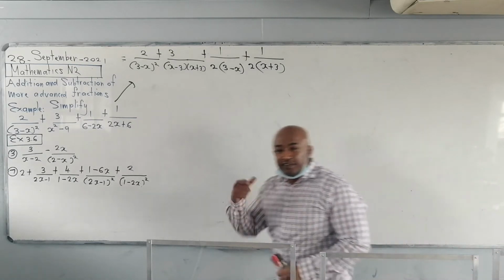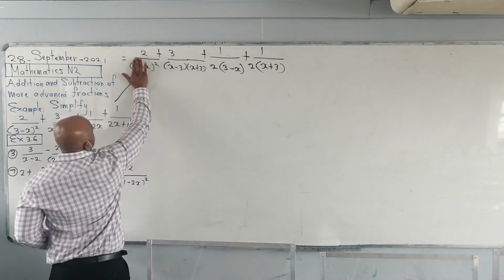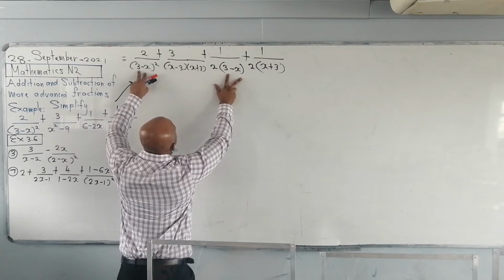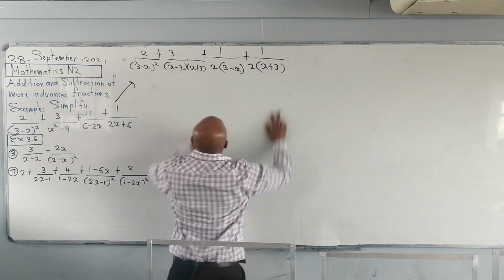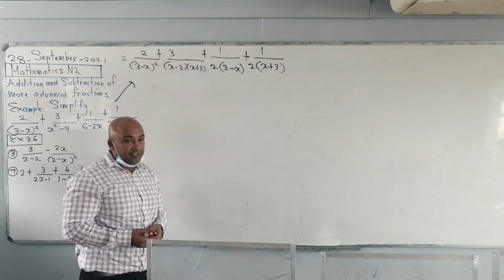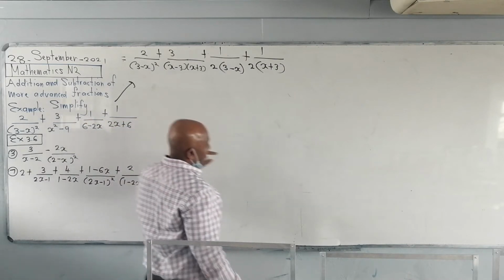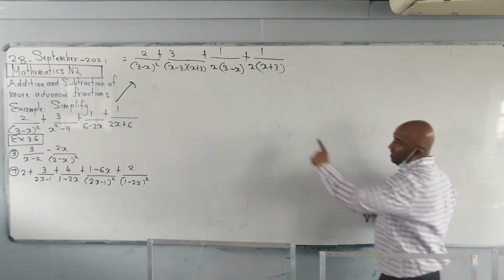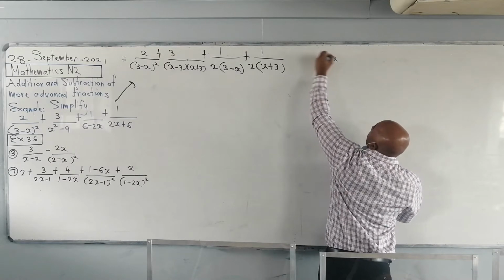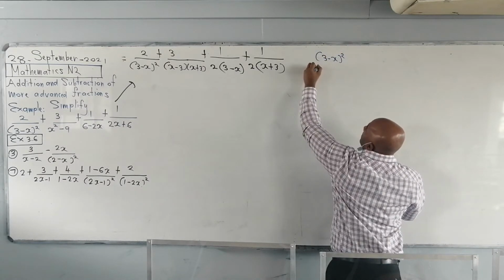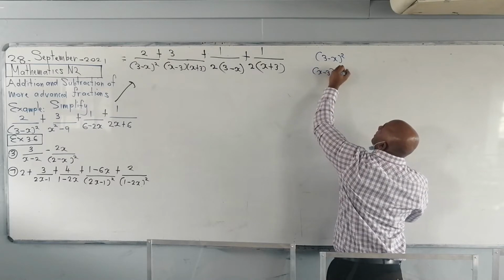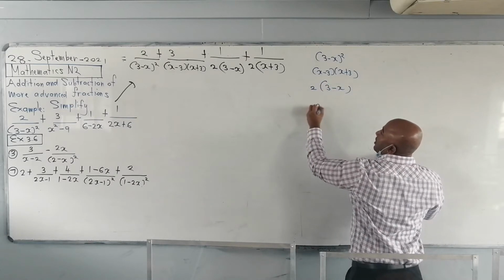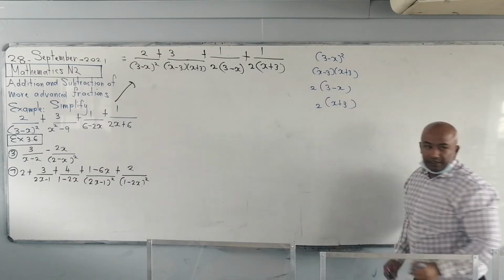At the moment, how many different factors we have? We have 3 minus x all squared. We have x minus 3. We got x plus 3. This is repeated. This is repeated here. So, as it stands, how many different factors we're dealing with? Right, so let me just write that down. So, without doing any tricks here, as it stands, we got 3 minus x all squared. We got x minus 3, x plus 3. We got 2 times 3 minus x, and then we got 2 times x plus 3.